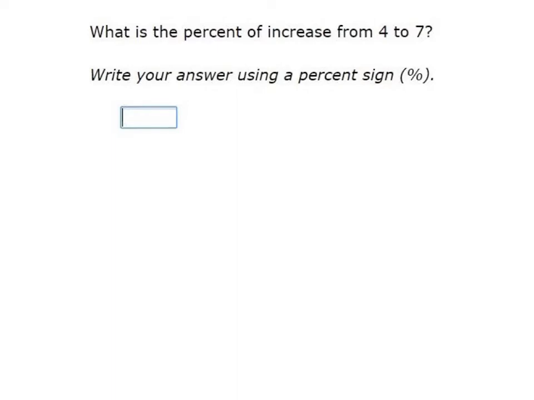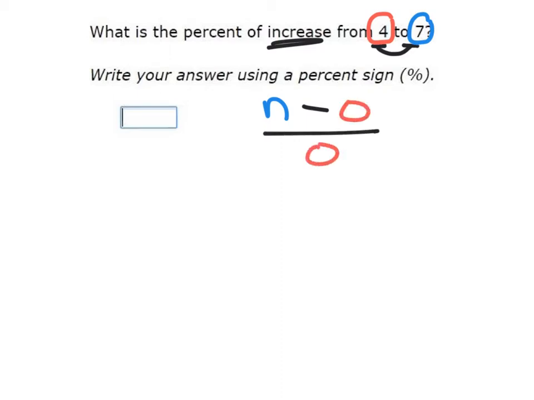When we look at the problem here, it says what percent of increase from 4 to 7? So they're already telling us that it is an increase. And I can see that represented here when I start at 4 and I'm going to 7. So I'm starting here, so that is my original. And I'm going to end up here. That is my new. That formula that we just talked about was new minus original divided by original.